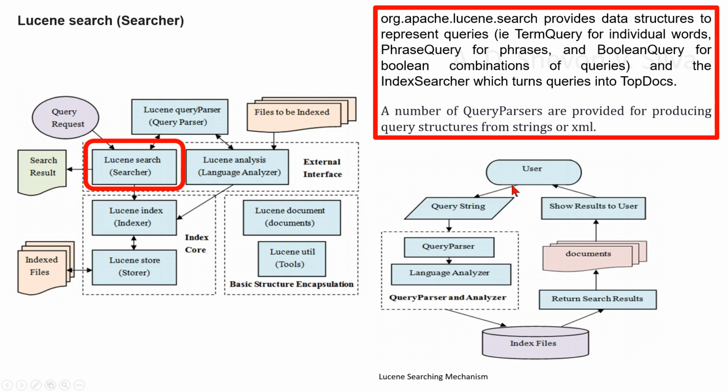Here the user is connected to the query string. The query string is connected to the query parser and analyzer, which has the query parser and language analyzer. The query parser is connected to the language analyzer. The query parser and analyzer are connected to the index files. The index files are connected to return search results. Return search results are connected to documents, and documents are connected to show results to user, and show results to user is connected to user.